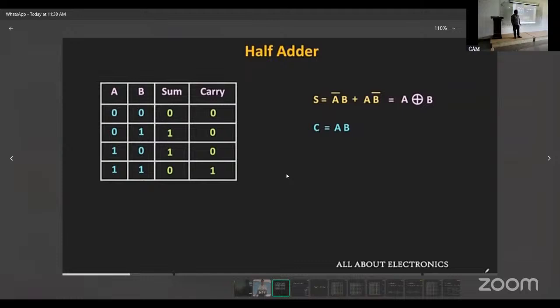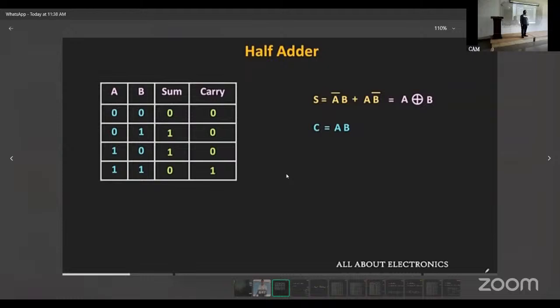You know the truth tables of AND gate, OR gate, NOR gate, NAND gate, exclusive OR gate, and exclusive NOR gate. So this is 0, 1, 1, 0. Which gate output is it? XOR gate. Or you can write A bar B plus A B bar. So the sum output is A bar B plus A B bar, which is known as XOR gate.